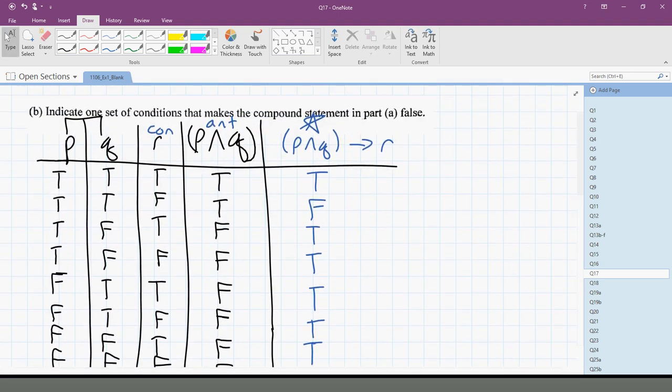Part B, if we read it, says, indicate the set of conditions that make the compound statement false. So, where was my compound statement false in the end? Right there. And what did we need in order for that to happen? Yep, P and Q to be true, and R had to be false. So that's the answer to part B: P and Q had to be true, and R had to be false. Any questions on that one?